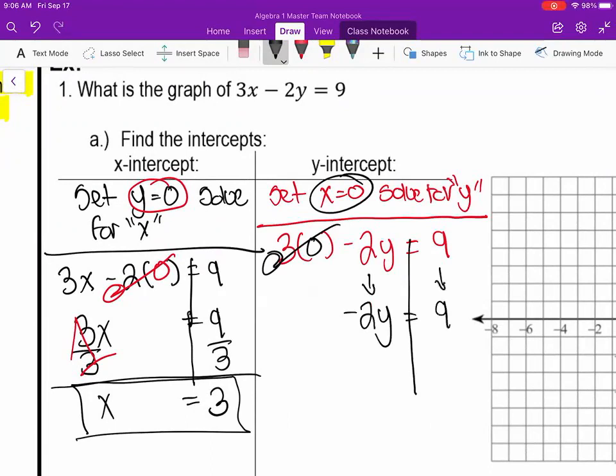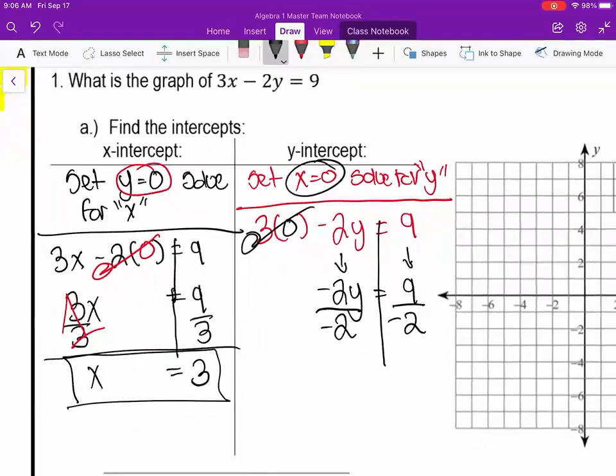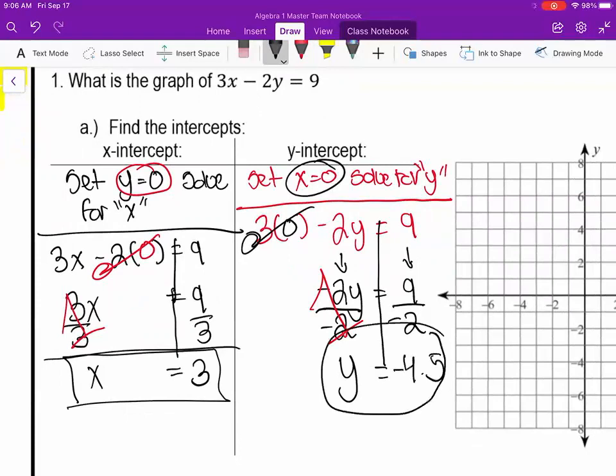All I have to do is get rid of that negative 2. So let's do the opposite of multiplying by negative 2, which is dividing by negative 2. And whatever I do to one side, I do to the other. That's gone because it equals 1, and I'm left with y = 9 divided by -2, which gives me -4.5. So I get a decimal, but it's not a horrible decimal, so that's fine.